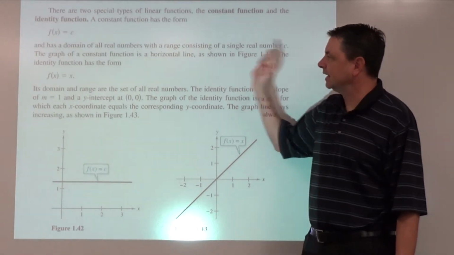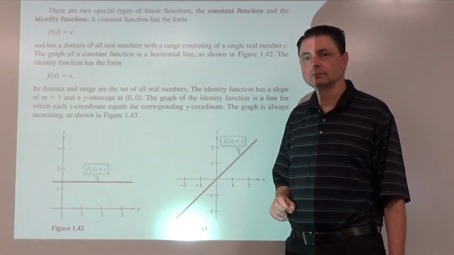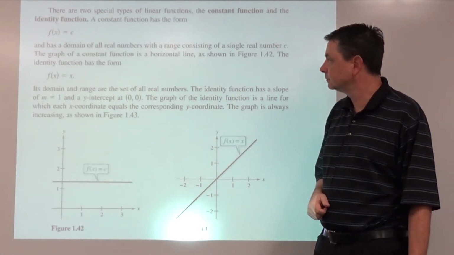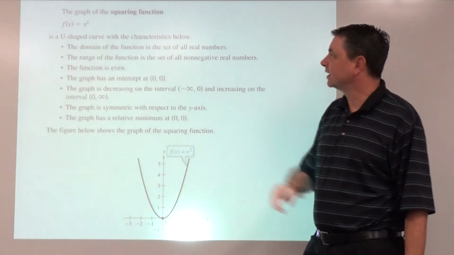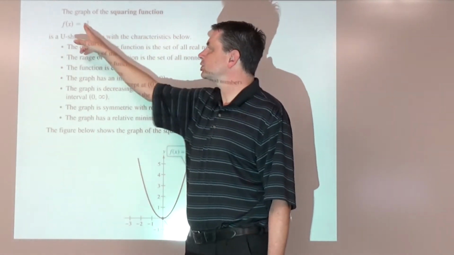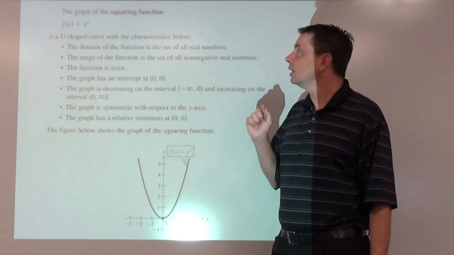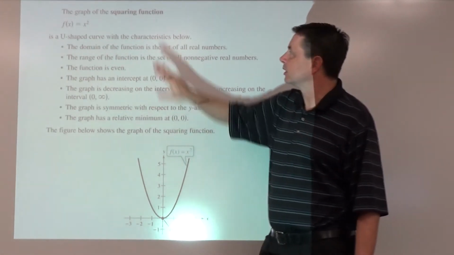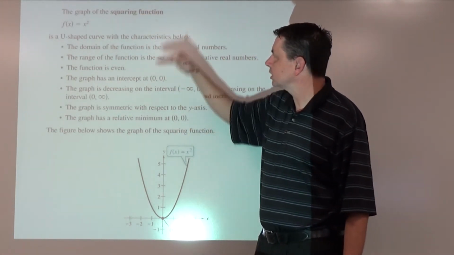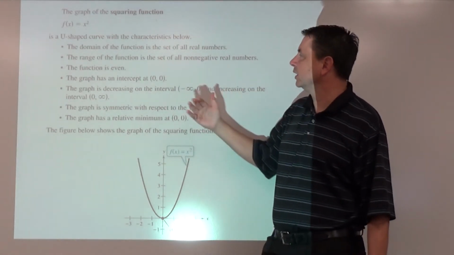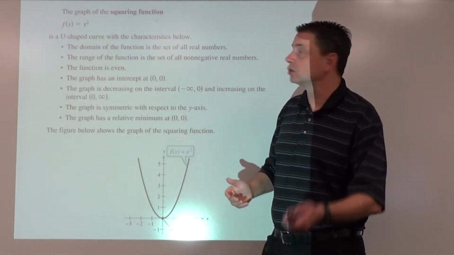And that is called the identity function, in case you need to know the name for a homework problem. We've got the squaring function, which is just our very standard quadratic function, f of x equals x squared. Here that we're calling it the squaring function, U-shape, so it's a parabola. Different things about that we know already from Math 2.